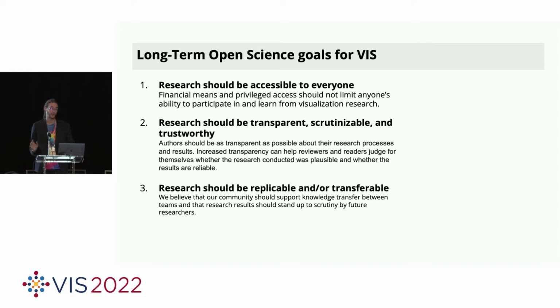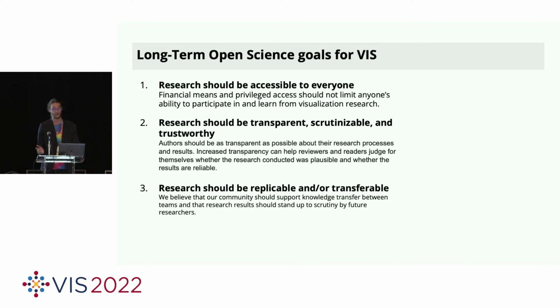So our long-term vision for Vis in terms of open science is that research should be accessible to everyone, right? We don't want financial means or privileged access to limit anyone's ability to participate in or to learn from the research that we do. We want research to be transparent, scrutinizable, and trustworthy. So authors should be as transparent as possible, of course, within the limits of what is allowed or possible for them, about their research processes and their results.